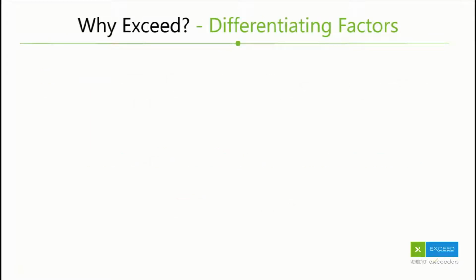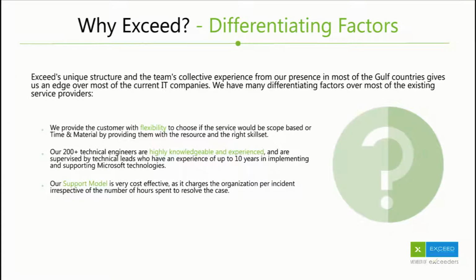Why Exceed? Exceed's unique structure and the team's collective experience from our presence in most of the Gulf countries gives us an edge over most of the current IT companies. We have many differentiating factors over most of the existing service providers. We provide the customer with flexibility to choose if the service would be scope-based or time and material by providing them with the resource and the right skill set.